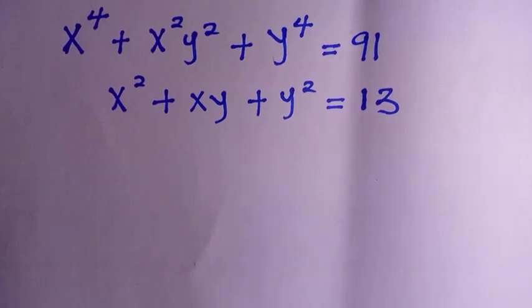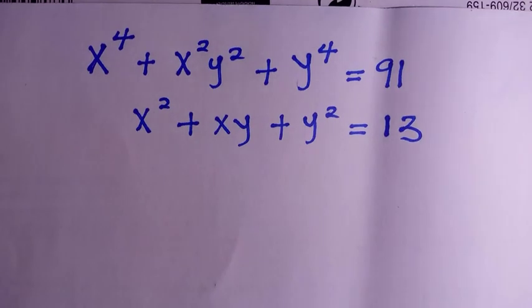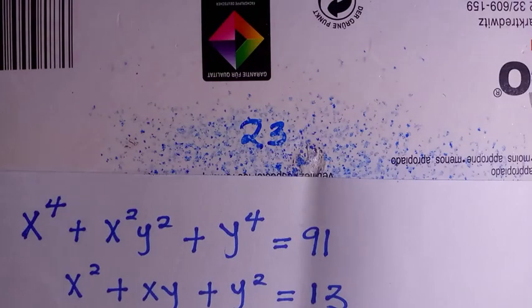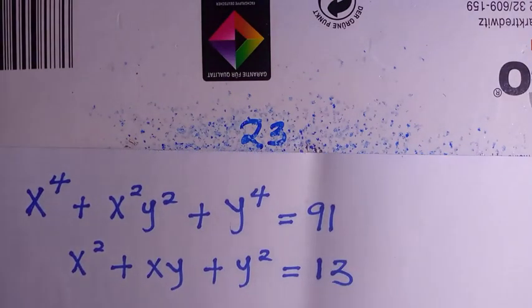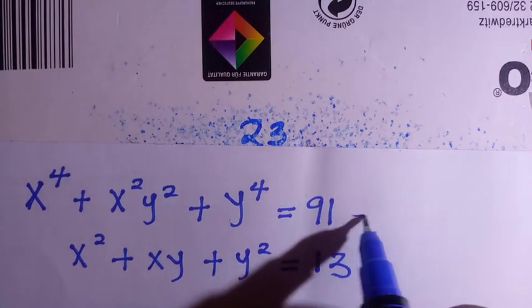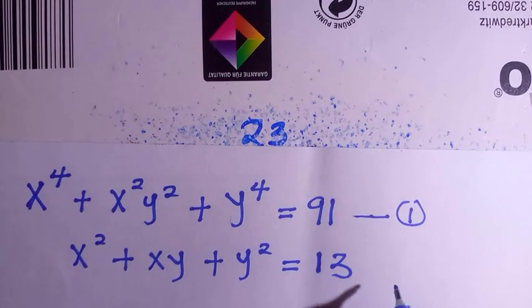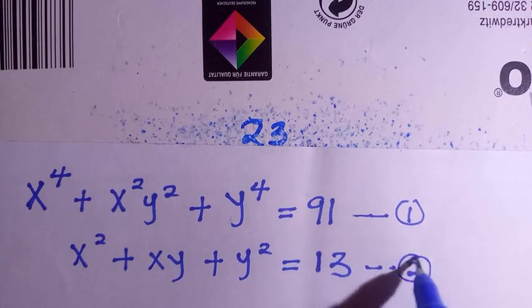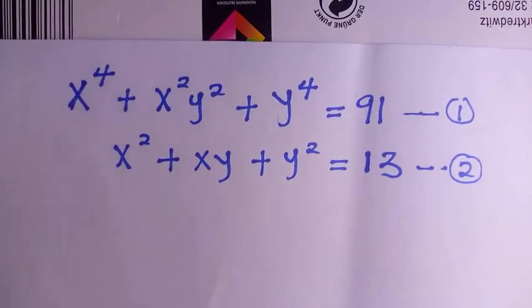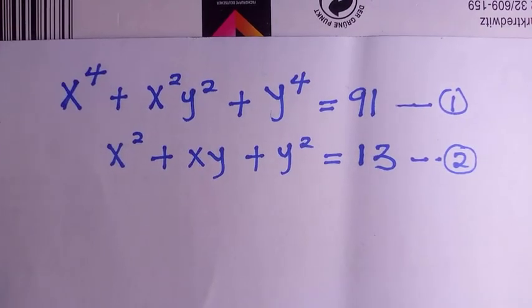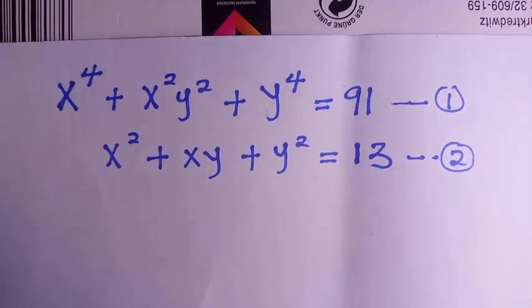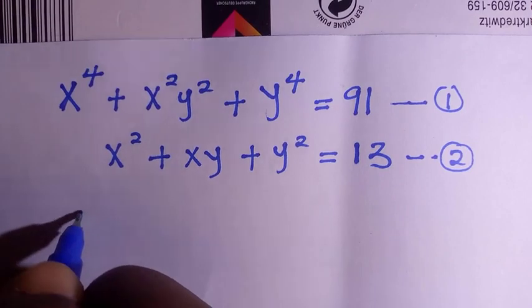Welcome to another video. In this problem, let's solve for all the possible values of x and y. We consider this as equation 1, while this is equation 2. This equation looks so complicated, but let's see how to simplify this problem.